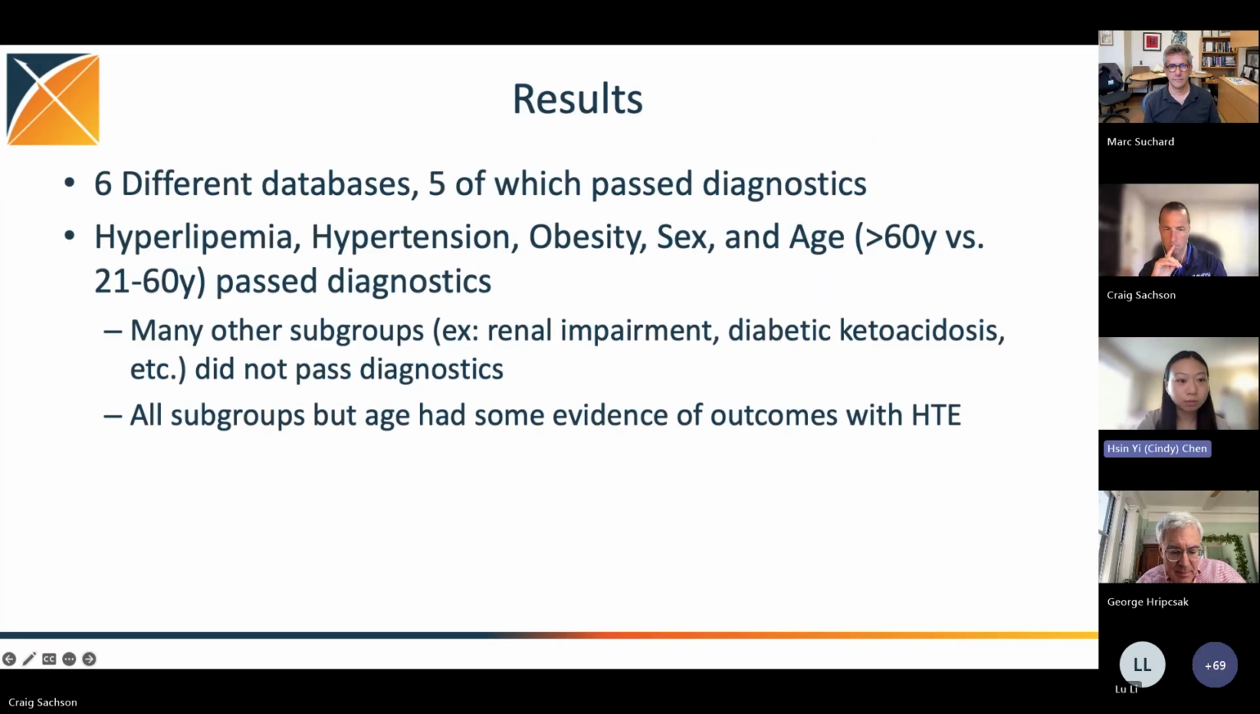So for our results, we had 6 different databases that we ran an analysis on, 5 of which passed diagnostics. Hyperlipidemia, hypertension, obesity, sex, and age were the groups that passed diagnostics. Many of the other subgroups did not pass diagnostics. And of the subgroups that did pass diagnostics, all but age had some evidence or signals where outcomes exist and a heterogeneity of treatment effect.